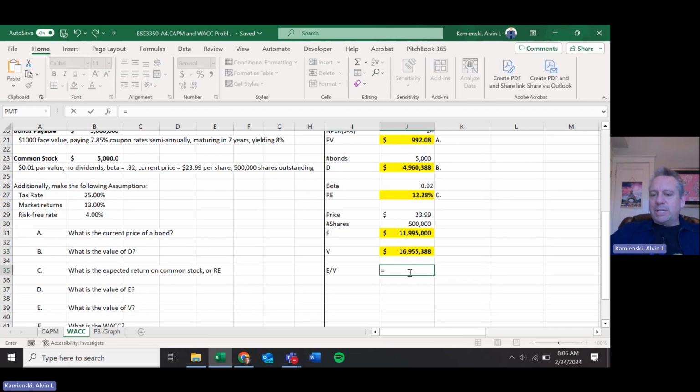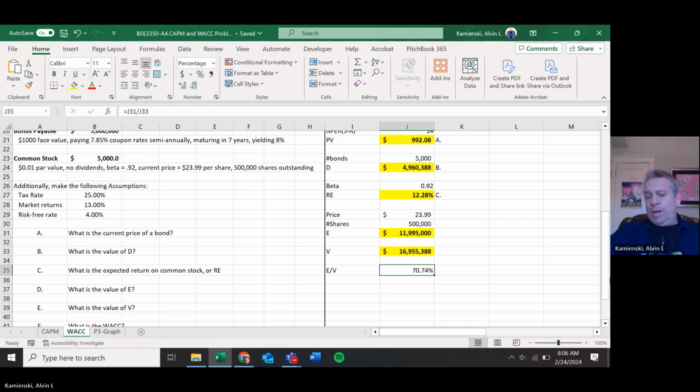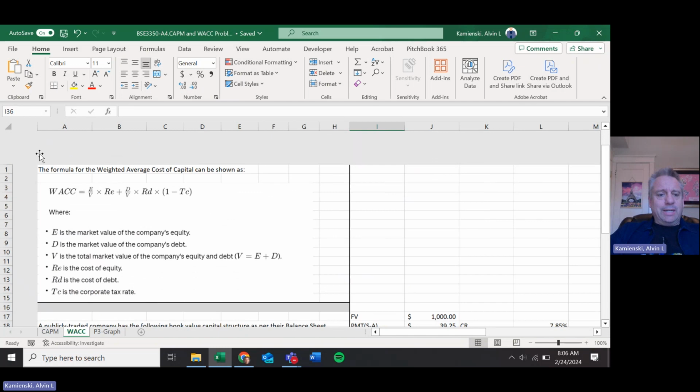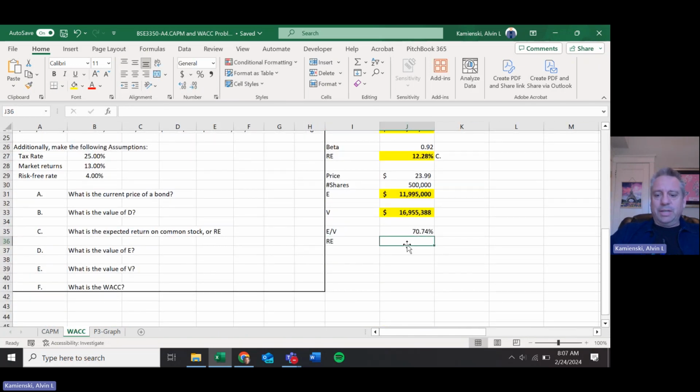That's basically the percentage allocation that equity is of our entire capital structure. So we see we are about 71-ish% equity driven. That equity then costs us, as we calculated above, we called it RE. Our investors expect 12.28%. So 70% of our capital structure investors want a 12% return.